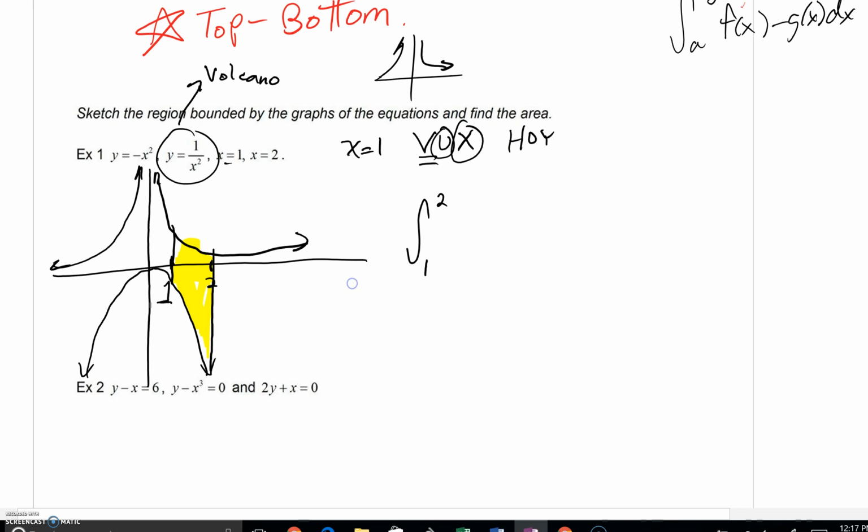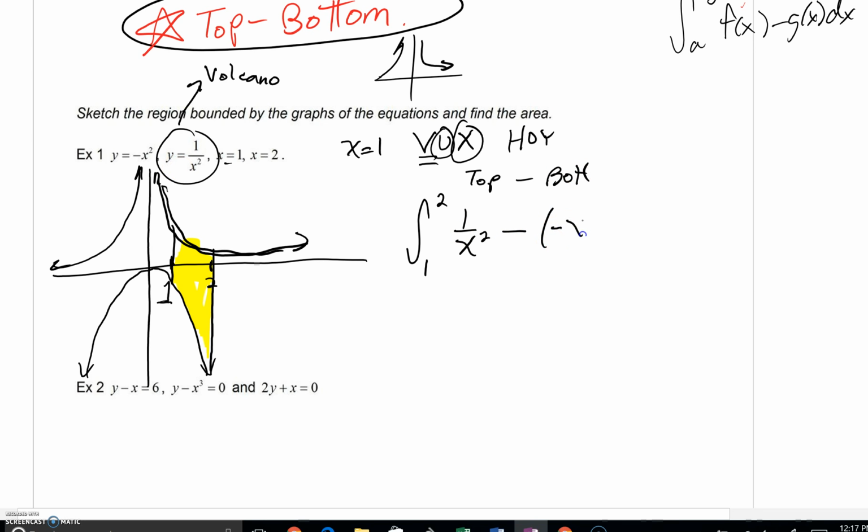Now you can even see at the top of the screen here, we always want to do top minus bottom. What's the top function that we have for our boundary? That's 1 over x squared. That's your volcano graph, isn't it? And then we'd say top minus bottom, then you'd say your lower boundary is going to be this negative x squared. Guys, at the end of the day, this becomes just like a routine integral that you've been doing so many times. Once you set this up, the rest of the problem, you just have to work it out.